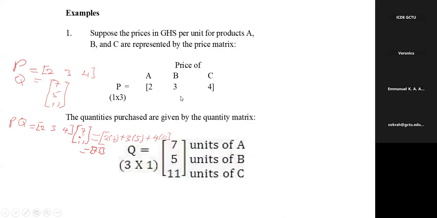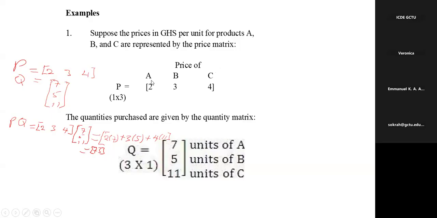So this is a similar application one. Let me finish with the application on the row by column, then we continue. So suppose the prices in Ghana cedis per unit for products A, B, and C are represented by the price matrix below. So this is the price matrix, A, B, C. And we name that price matrix as matrix P.